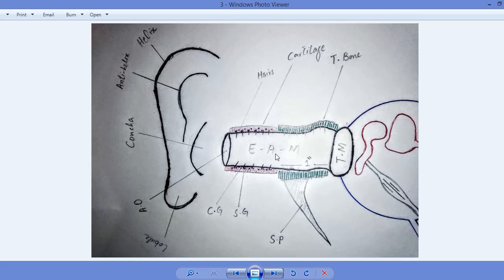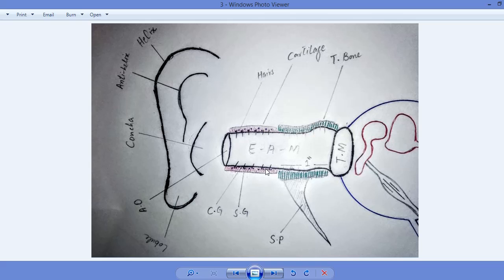Now, besides these hairs, there are also sebaceous glands throughout the external acoustic meatus. Sebaceous glands are in the cartilaginous part as well as the bony part of the external acoustic meatus. But there is another gland, the ceruminous gland, which is only present in the cartilaginous part.